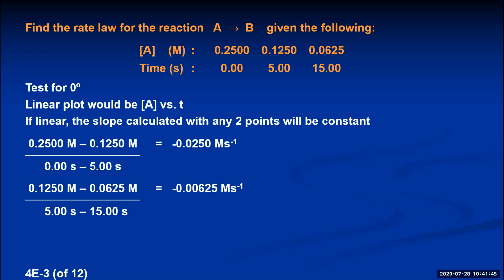So these slopes are not the same. That means the 3 points cannot lie in a line. If the slopes are not constant, that means it can't be a linear graph, therefore it's not zero order. So we've concluded that in the rate law, it is not rate equals K times concentration of A to the 0 power.